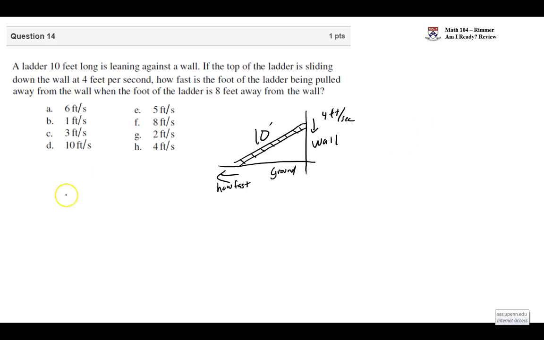To solve this related rate question, in most cases related rate questions get solved the following way. You need to draw a picture that represents the changing aspects of the problem. Where the ladder meets the wall is changing, and how far the bottom of the ladder is away from the wall is changing. dy/dt is how fast it's moving down the wall, and dx/dt is how fast it's moving away from the wall, on the ground. And our task is to find dx/dt.